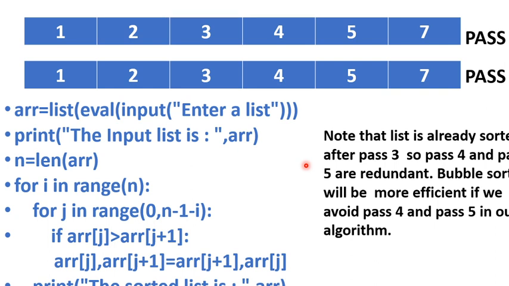In i's first value, the for loop is running from 0 to 5. In i's second value, it will run from 0 to 4. In i's third value, it will run from 0 to 3. Here you are seeing that each and every time the end value is reducing, because that is a sorted part, and we don't need to sort the sorted part. We don't need to scan the sorted part. It will improve the efficiency of our algorithm.